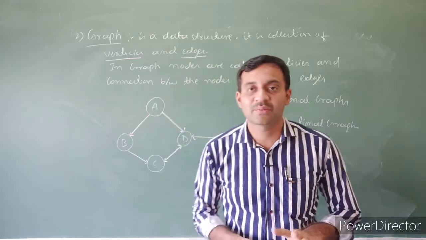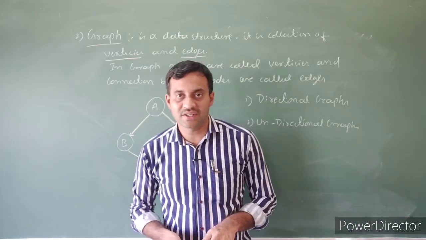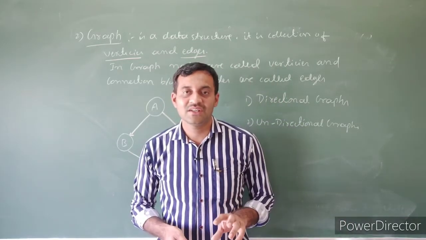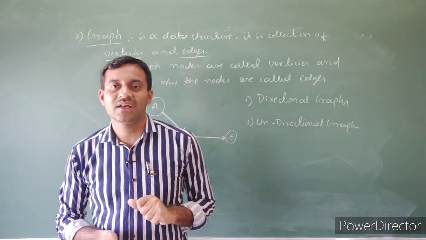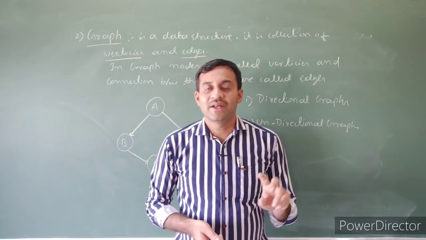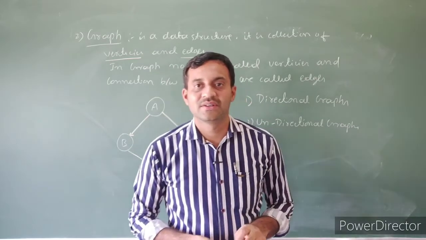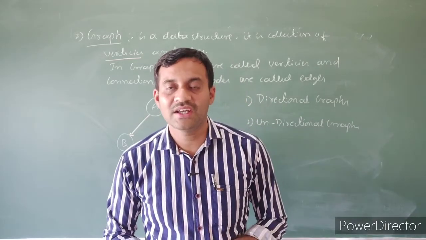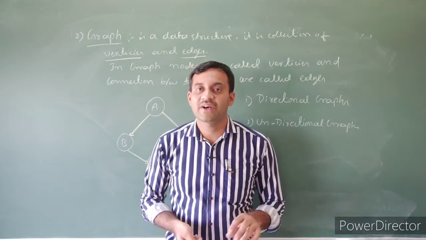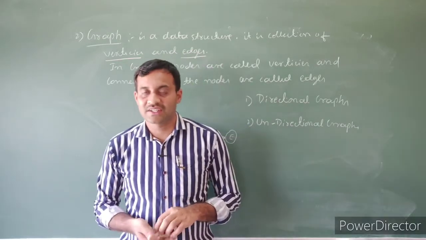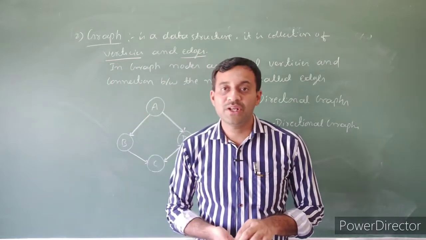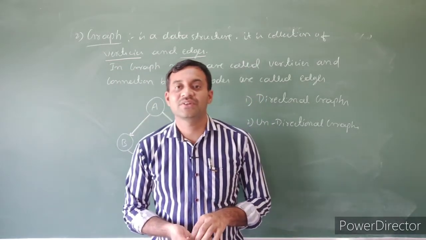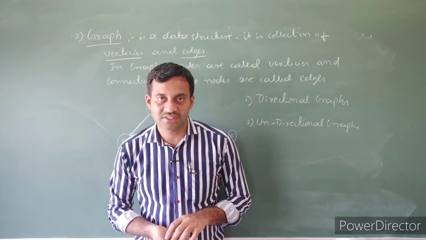This is the end of the chapter on data structure. From the point of view of examination, it is a very important chapter. In data structure, we discussed the definition of data structure and how to classify data structures. Data structures are mainly classified into two types: primitive data structure and non-primitive data structure.